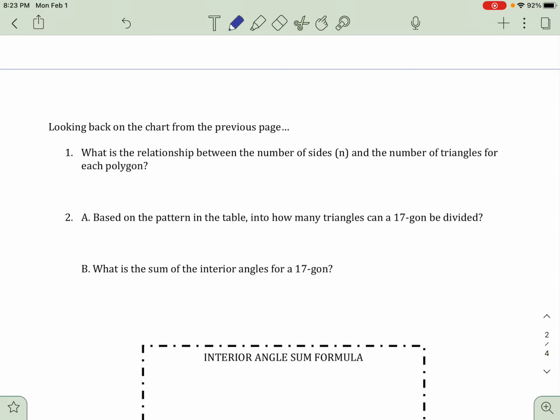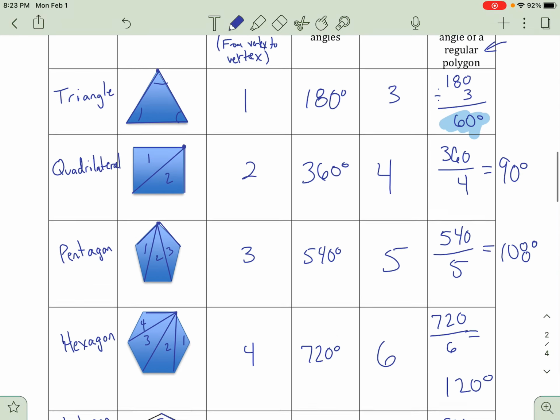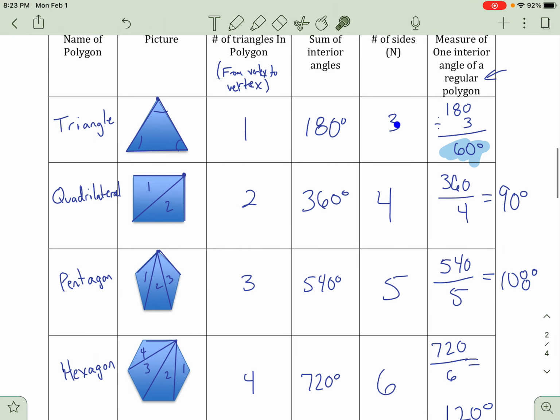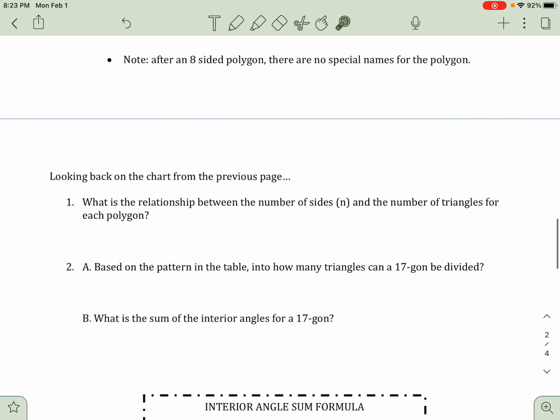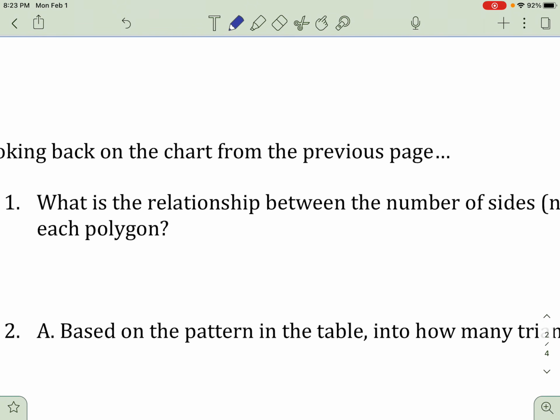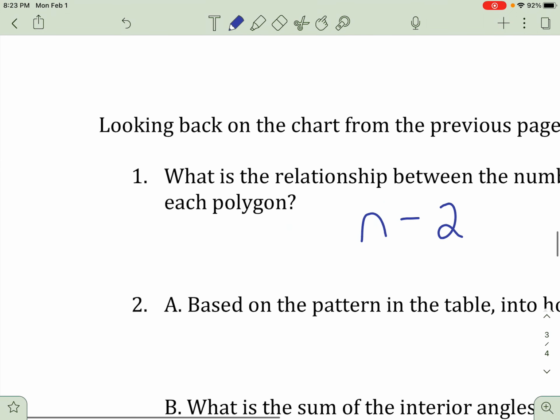But looking back at the chart, what is the relationship between the number of sides and the number of triangles for each polygon? Look at the number of sides and the number of triangles: 3 and 1... 4 and 2, 5 and 3, 6 and 4, 7 and 5, and 8 and 6. No matter what polygon you have, the number of triangles is going to be n minus 2, where n is the number of sides.